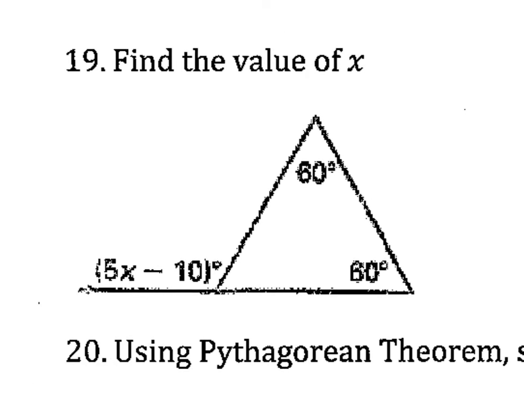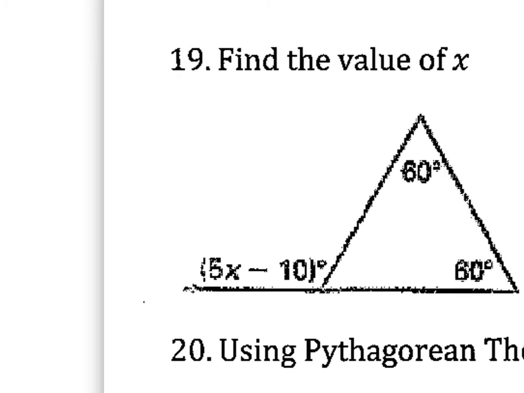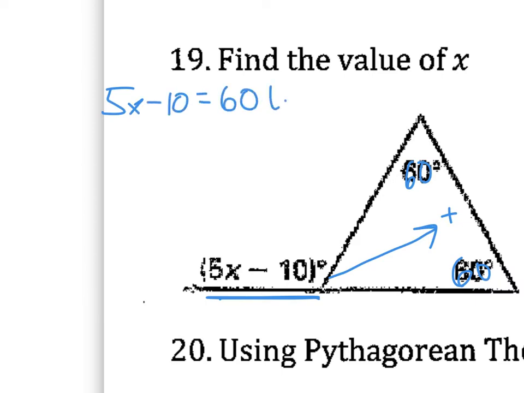Okay, number 19, we're solving for x again. One thing we want to remember is that in order to get this exterior angle out here, you look across, it's these two guys added together, and these are 60s. So you're going to say, okay, 5x minus 10 equals 60 plus 60. And solve for x from there.